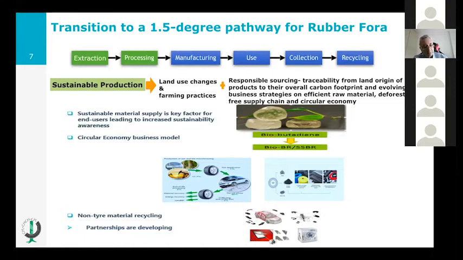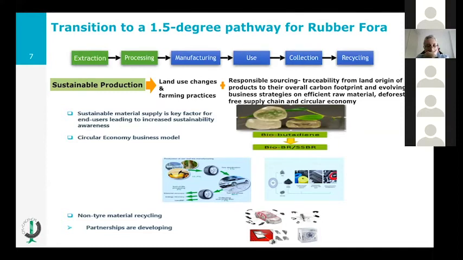Looking at the raw material side, around 12% of the CO2 emission is coming from the production side. And then 1% is within the distribution side. And the major share of the emission is happening in the use phase. That is around 86% of the emission happening in the use phase of the tire or the automotive industry. And then it is the collection at the end of life of the product. In that phase, 1% of the emission is happening. And the last phase is reusing.